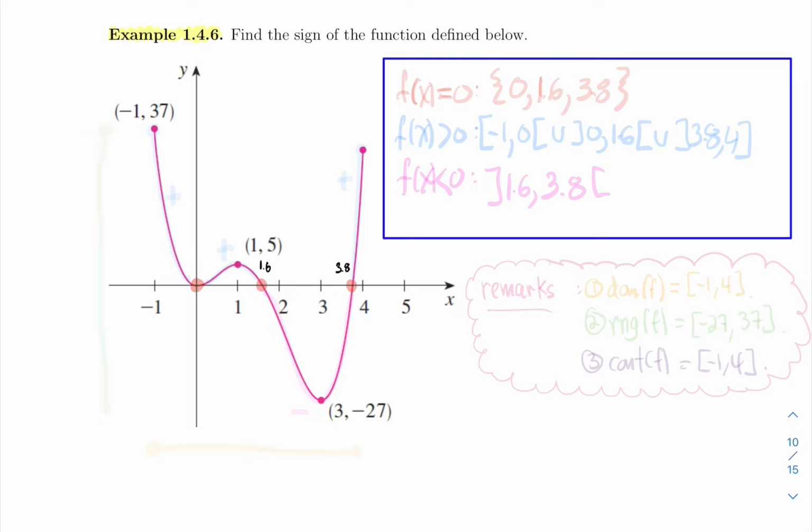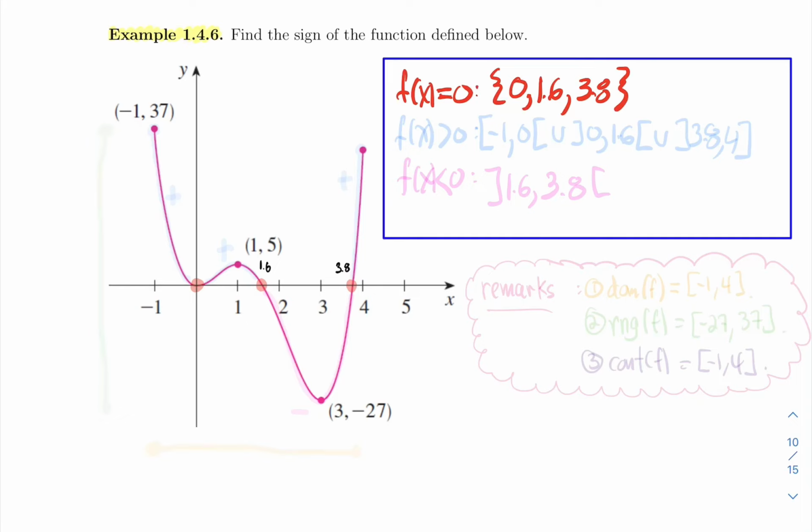Normally on a test or in web work, you will see the roots a lot clearer, or they're going to be nice numbers. But anyway, here we have 3 points. So f of x is equal to 0 at 0, 1.6, and 3.8.